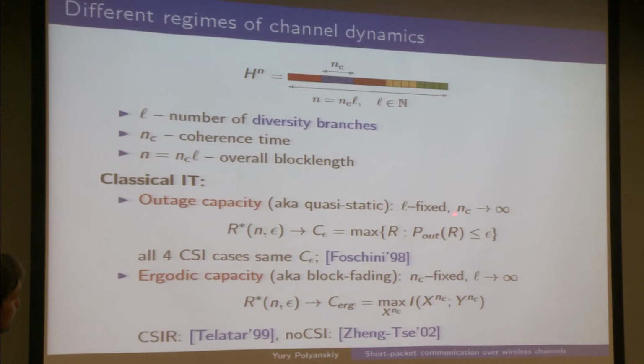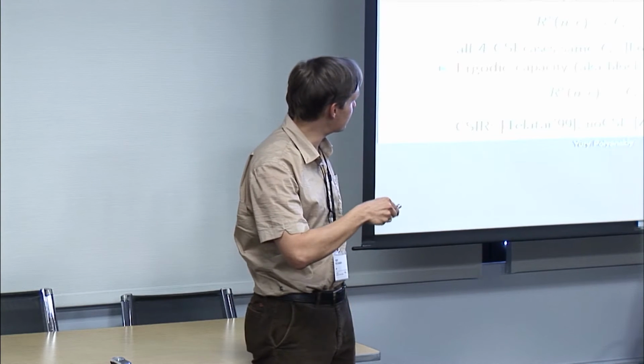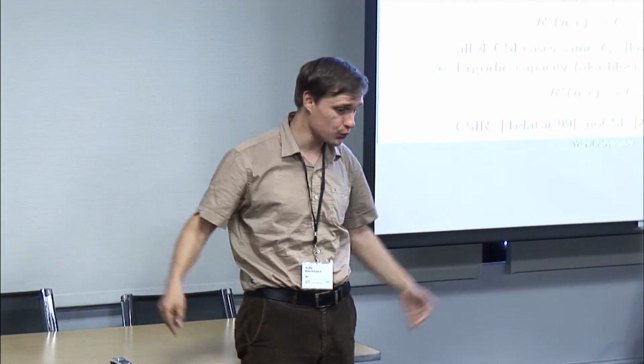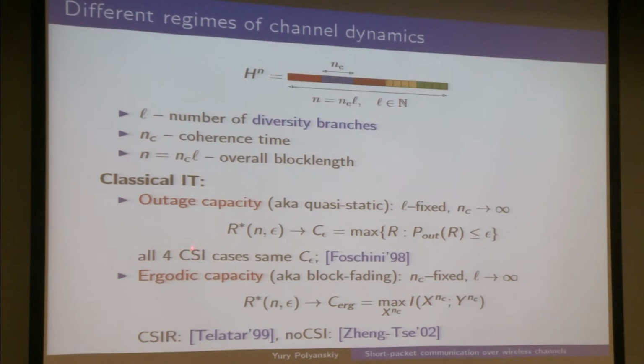But then the information theorist will say, I cannot compute things for a fixed coherence time and a fixed number of diversity branches. I have to take one of them to infinity, unfortunately. If he takes the coherence time to infinity and assumes that every block is humongous, then this is called the outage capacity. Jerry Foschini from Bell Labs was the first to notice that multiple antennas help a lot in the outage capacity setting.